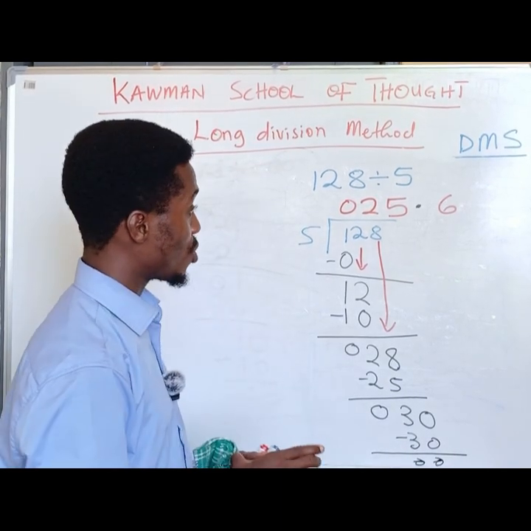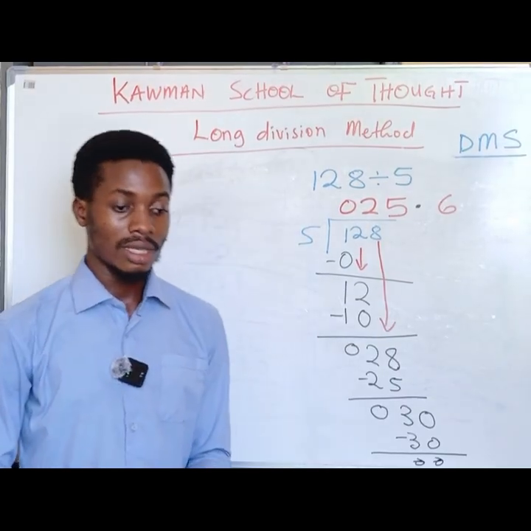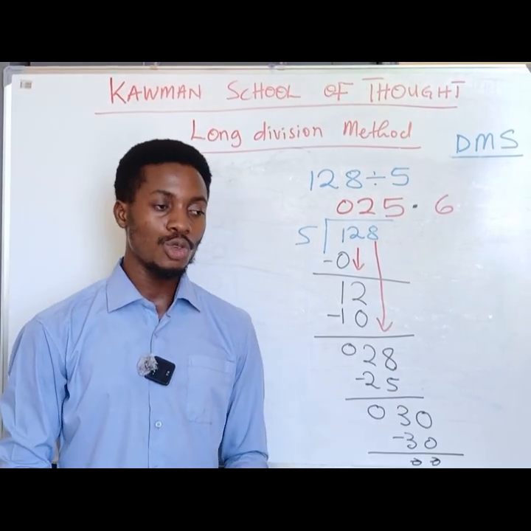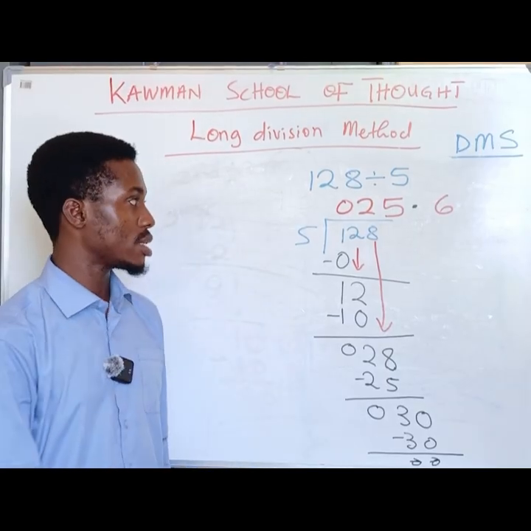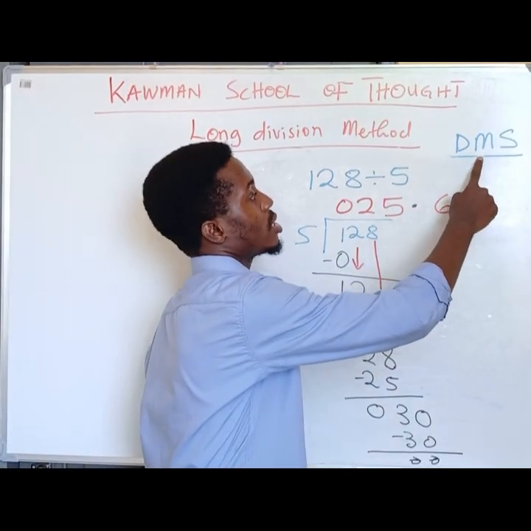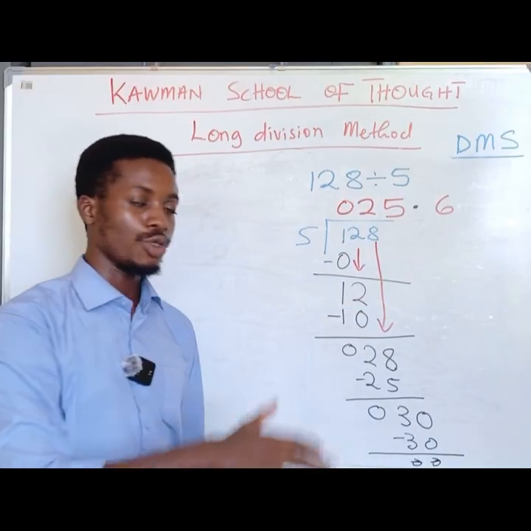So you see how simple the long division method is. It's not difficult at all. All you need to do is to pay attention to detail and be reasonable enough to follow the principle. Division, multiplication, and subtraction, and it will take you to the promised land.